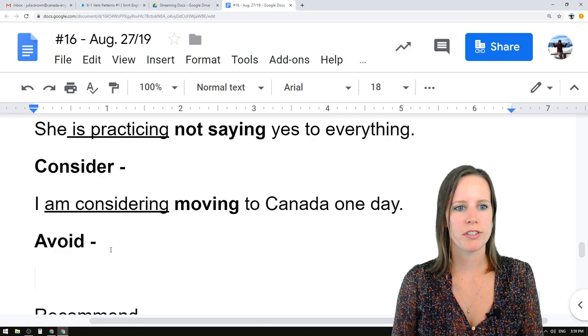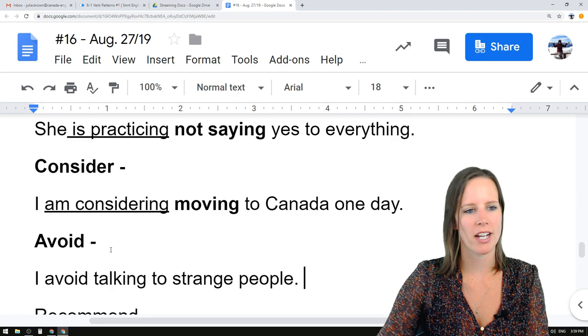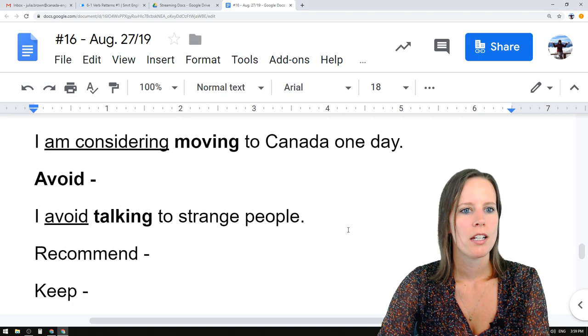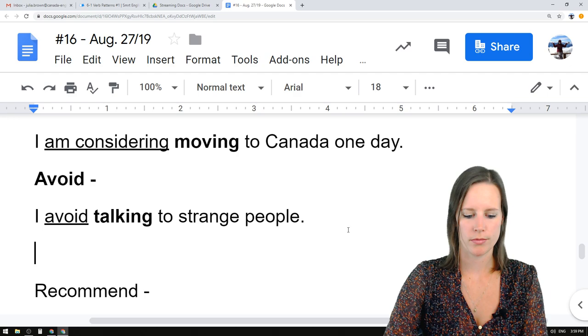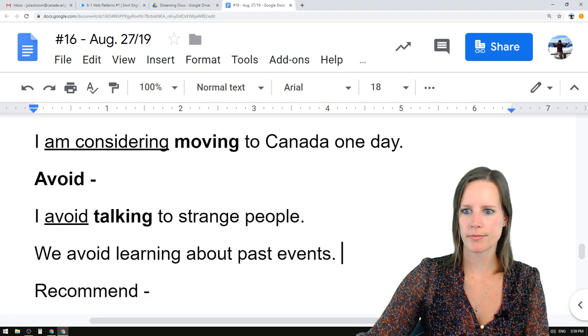Ben, I avoid talking stranger people. So you could say, I avoid talking to strange people. Okay, just a couple changes there. Good. That's good. First verb. And gerund. Okay. We avoid learning about past events. That's true. A lot of people like to just forget, right? We avoid learning about past events. Okay, good.